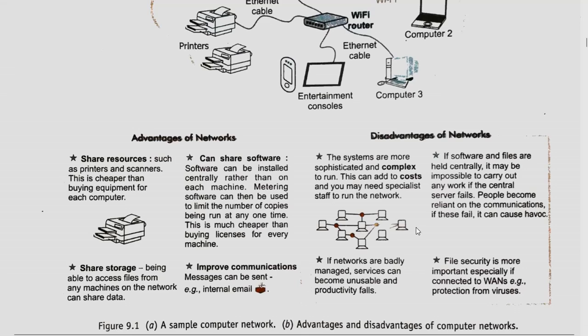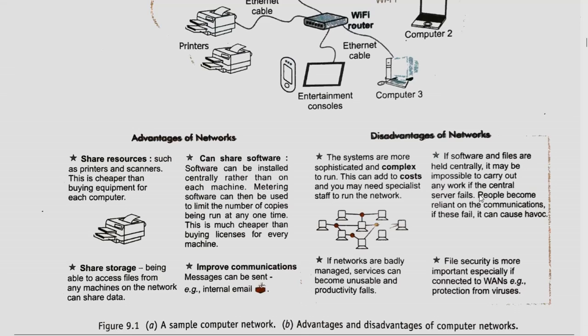Now see, if networks are badly managed, services can become unusable and productivity falls. That means it is good to have a network, but if the connection of the network is not proper, then what will happen? The services will become unusable, or it may cause hindrance in the smooth procedure of working. If the smooth functioning of the network is not happening, it is going to cause productivity to fall.